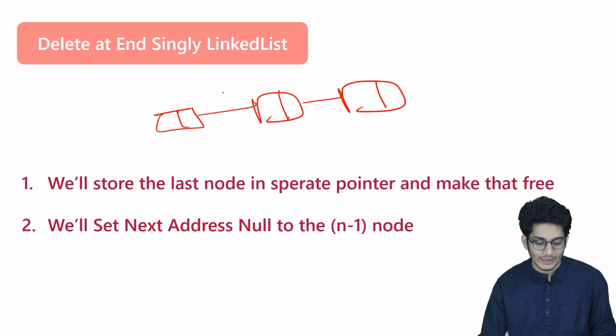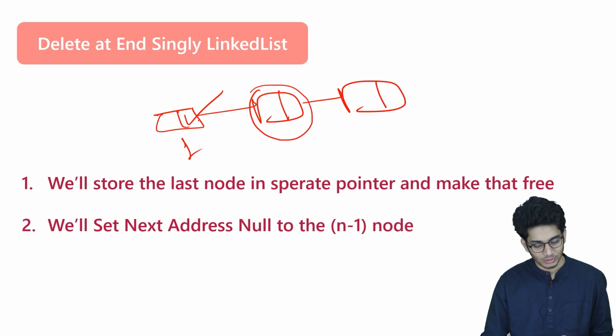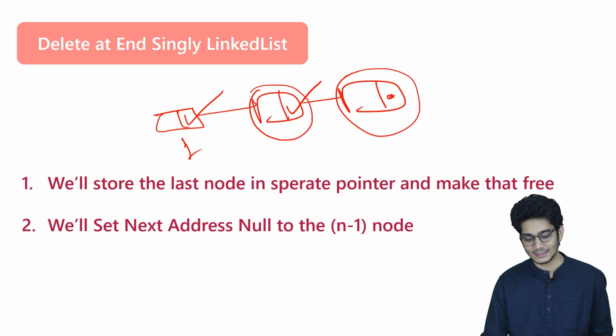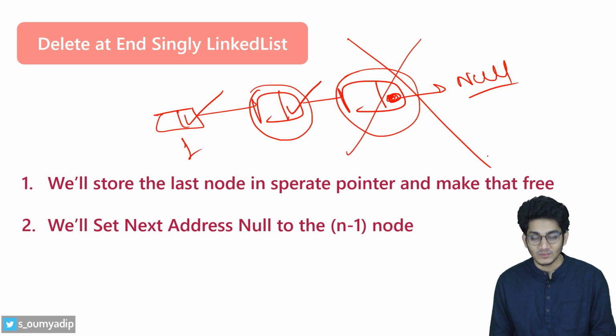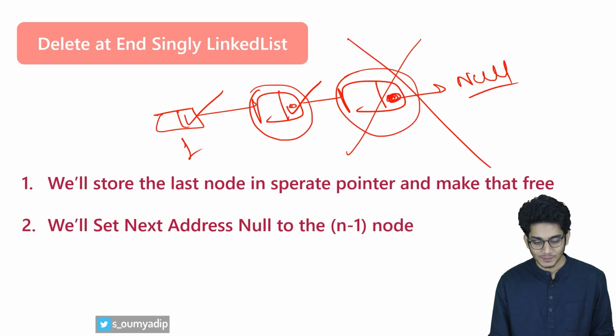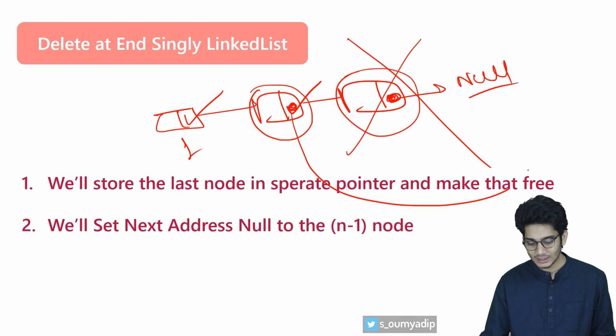These are the 3 nodes that we have. You can pause this video and write in the chat section what this portion contains. The next address of the first node will contain the address of this node. This node contains the address of this node, but what does this portion contain? It contains null. So when we delete or deallocate this memory, what we have to do is set this portion as null.